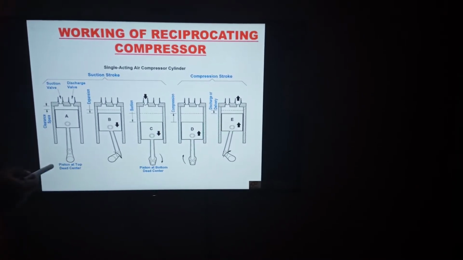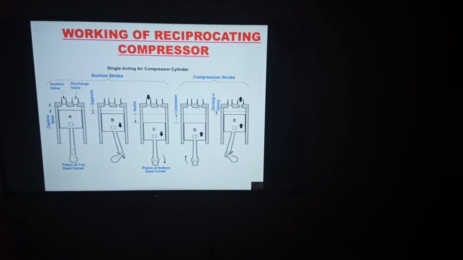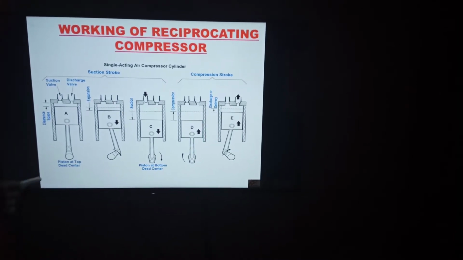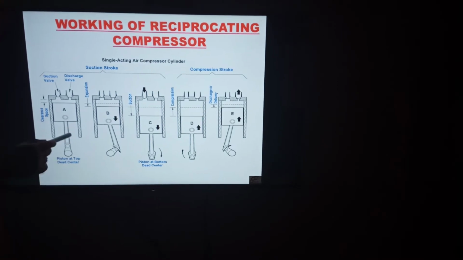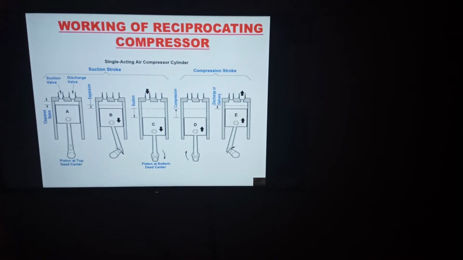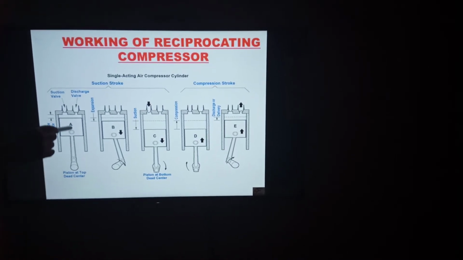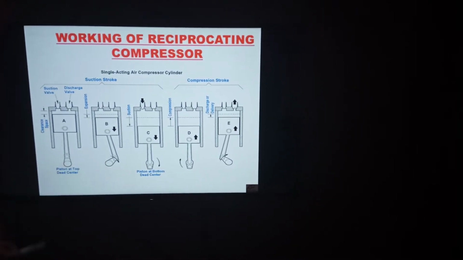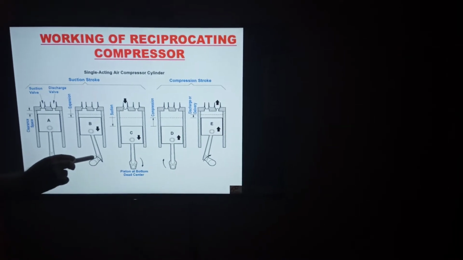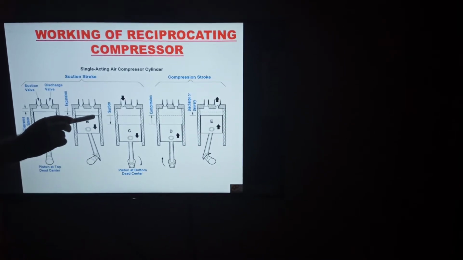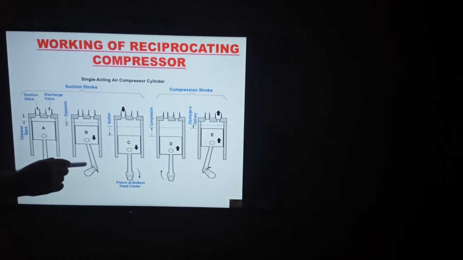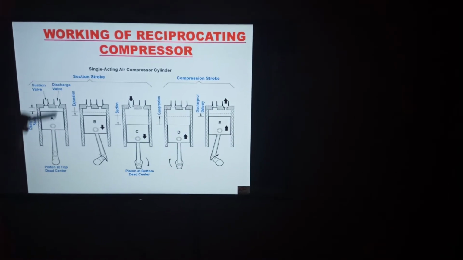The crankshaft is connected to the prime mover, that is the motor. When the motor rotates, the crankshaft rotates. The function of the connecting rod is to convert this rotary motion into the reciprocating motion of the piston. You can see here, the crankshaft rotates, and the connecting rod converts this rotary motion into linear motion.